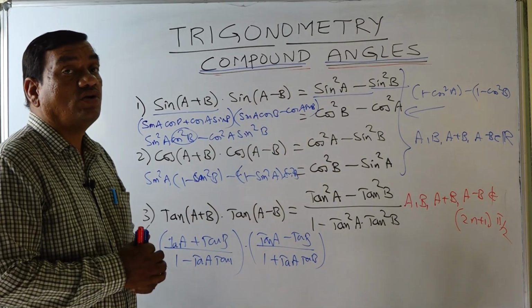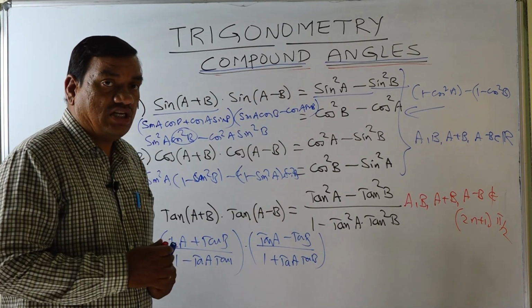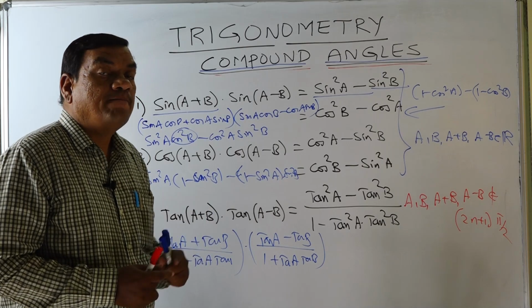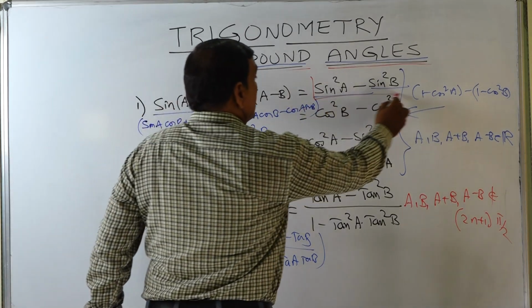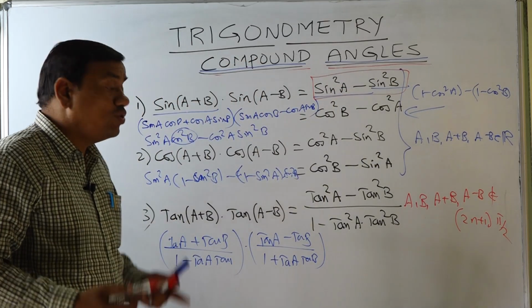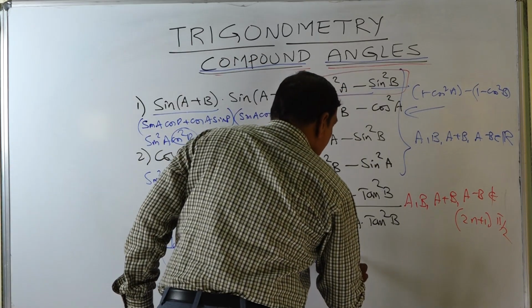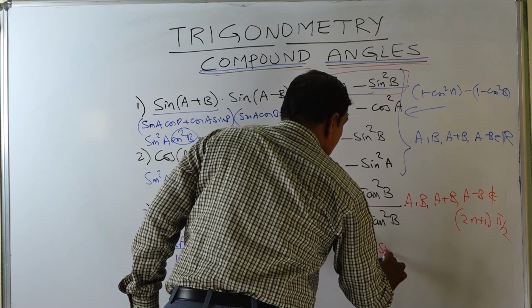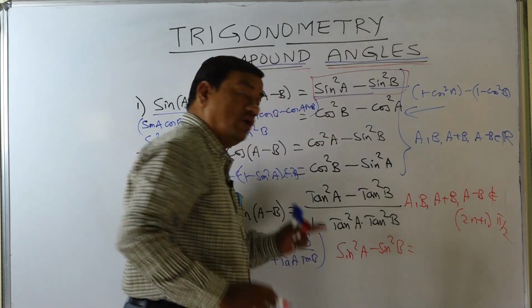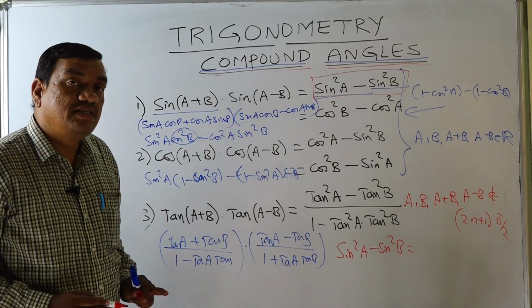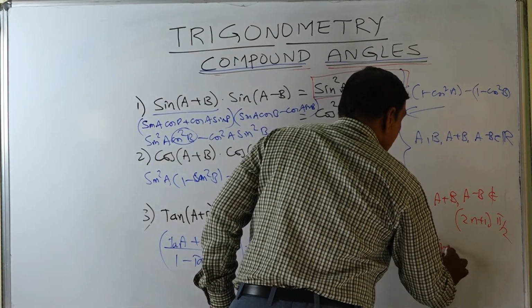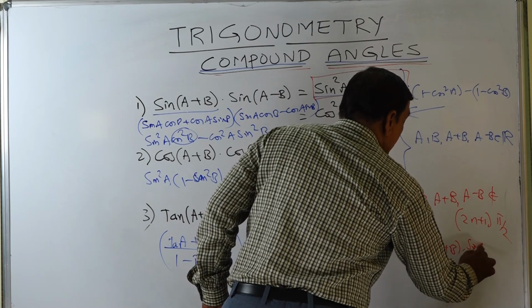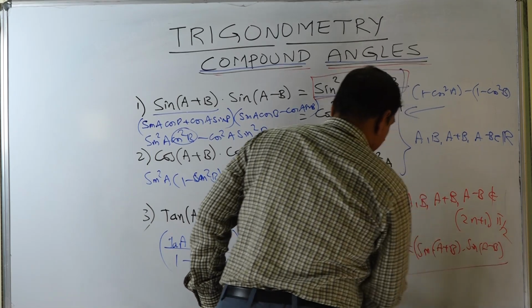And one more thing you have to remember, as I just told, all formulas in reverse order also you have to remember. What does reverse order mean? Wherever you come across sin square a minus sin square b, this can be written as sin of (a plus b) times sin of (a minus b).